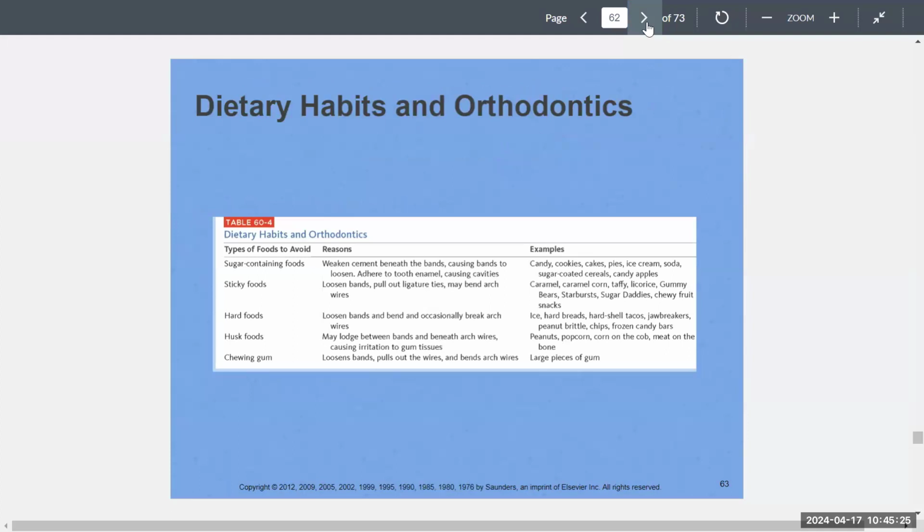Okay. These are things you kind of want to think about avoiding: sticky food, hard food, husk food, chewing gum, even bread. If you remember, you eat bread, just basic sandwich bread, that thing will get stuck all over your teeth. So they really have to be mindful of what they're eating. And if they want to eat whatever, that's fine too. But then they really got to make sure they brush. They really have to make sure they're diligent with that.